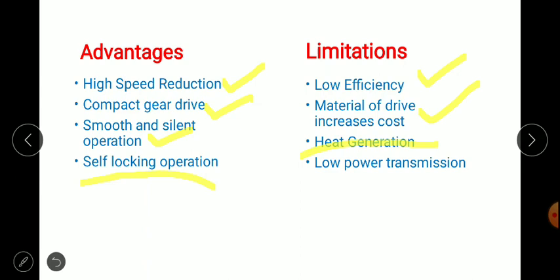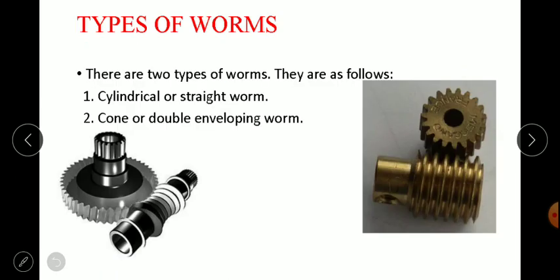tangential force, but in the worm gear, power transmission is due to friction as well. So addition of tangential force with that friction, that is sliding motion, is why transmission of power takes place, and due to friction we know that heat generation takes place. So the worm gear drive has a drawback of heat generation. Second, it cannot transmit maximum power, so it is used for low power transmission.